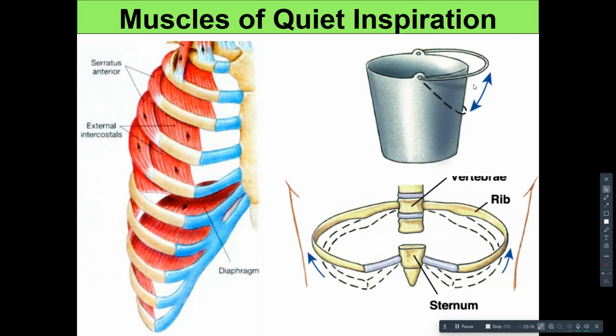And when the bucket handle goes out, look how the left-right dimension is increasing. When the ribs are lifted, the left-right distance of the thorax is increased. So my thoracic volume is getting wider, which means my lung volume is going to get wider. And of course, lung pressure is going to go down.